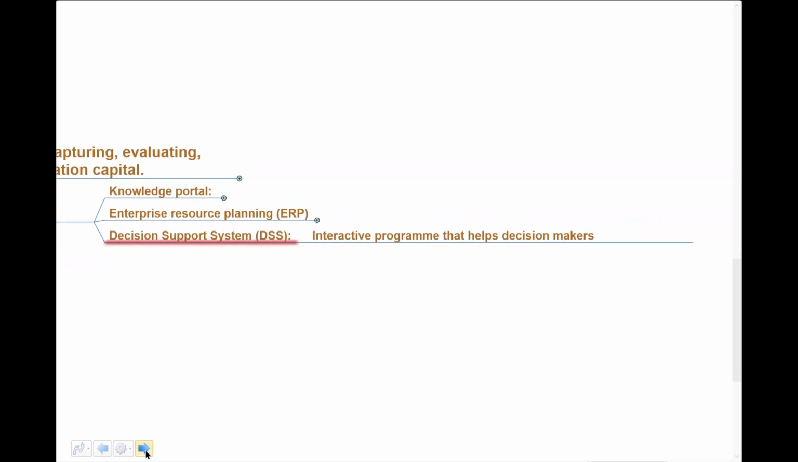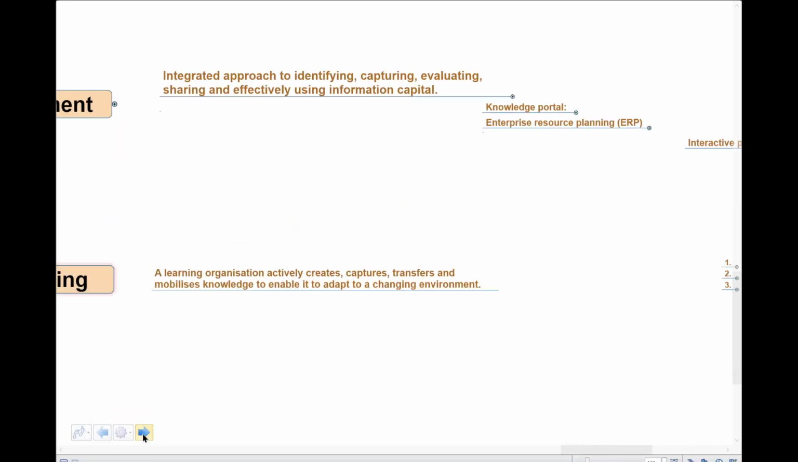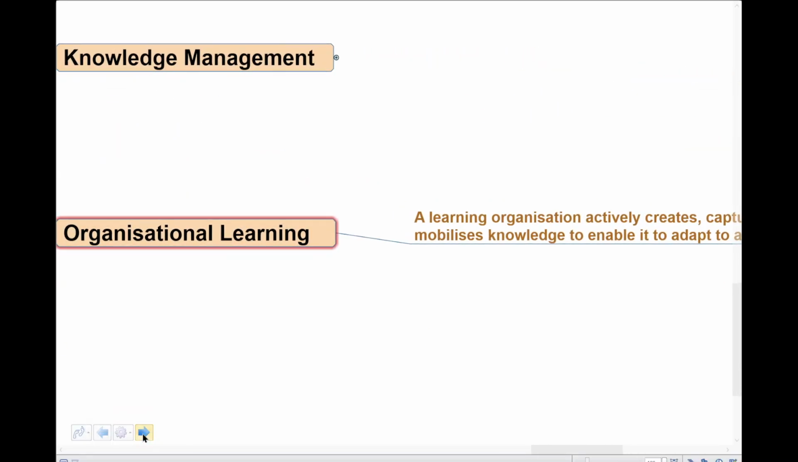And then linked into that, again just possibilities, a DSS, some sort of interactive program that is able to drill down into the organization-wide database to help decision makers make decisions. Okay, so that deals with the tech side. What about learning, or organizational learning? How is that relevant to this area of internal capabilities, resources, competences, etc.?